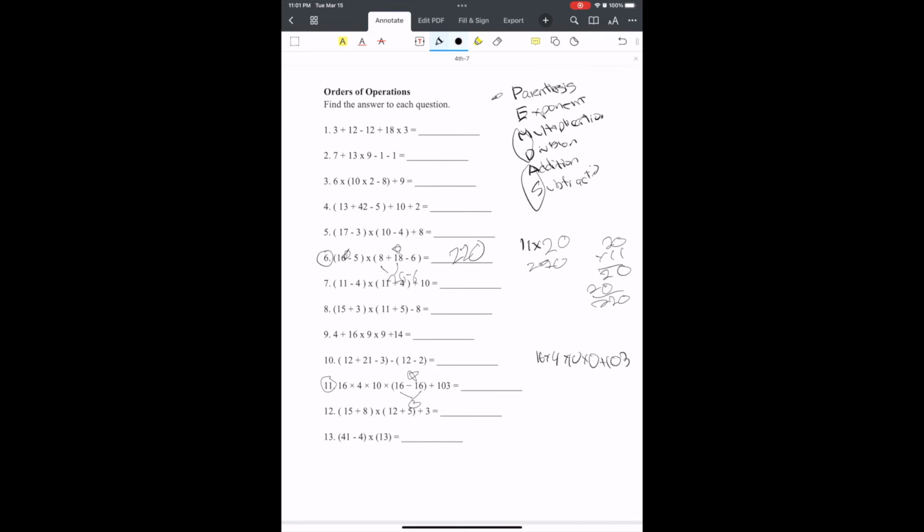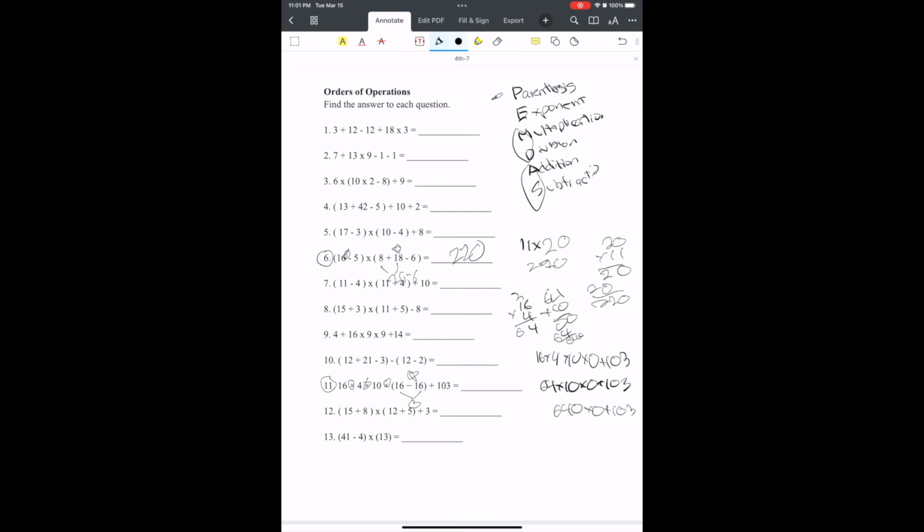So in order to do this, and there's a lot of multiplication here, guys, but you want to do it from left to right. So first you do 16 times 4. So 16 times 4 is 64. But if you're having trouble with that, you could always do it like this, and you get 64. So now you have 64 times 10 times 0 plus 103. So now you do 64 times 10. So the answer is 640. And then times 0 plus 103.